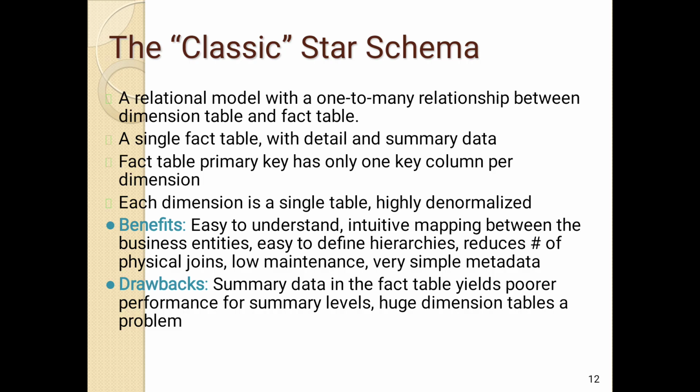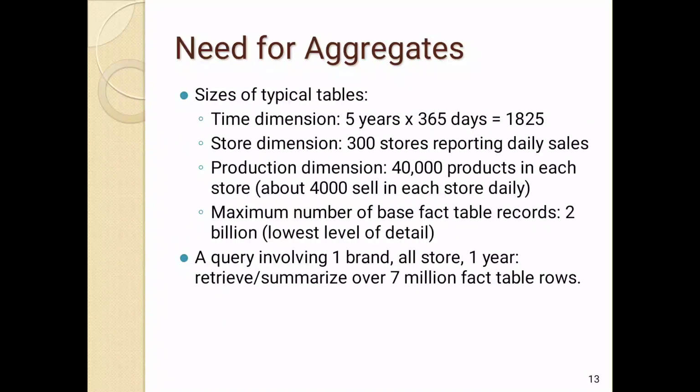And what are the drawbacks? Summary data in a fact table yields poorer performance for summary levels. Just consider an example. We have 10 dimensions, which means 10 dimensional key values are attached in a fact table. As you add dimensions to your fact table, the columns also increase. So we have a huge amount of summary data in a fact table, and that is a little bit tough to handle.